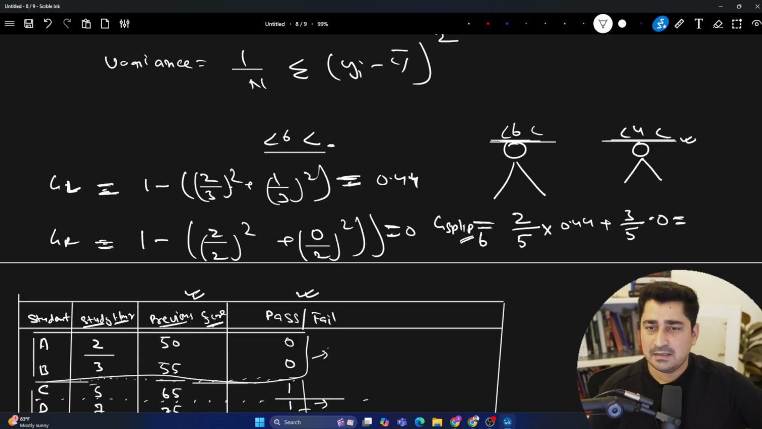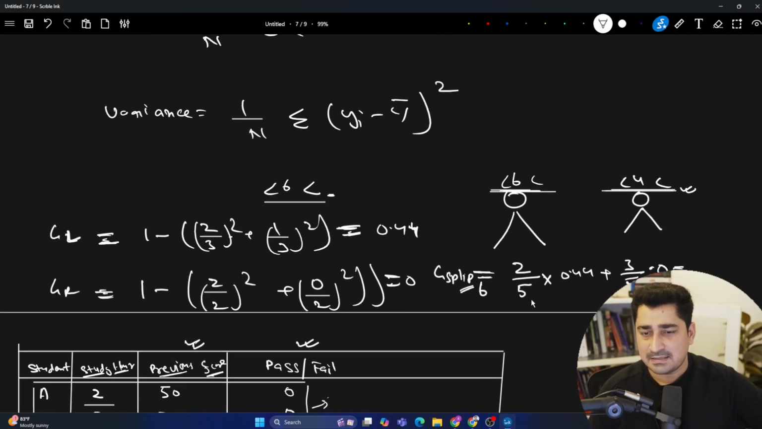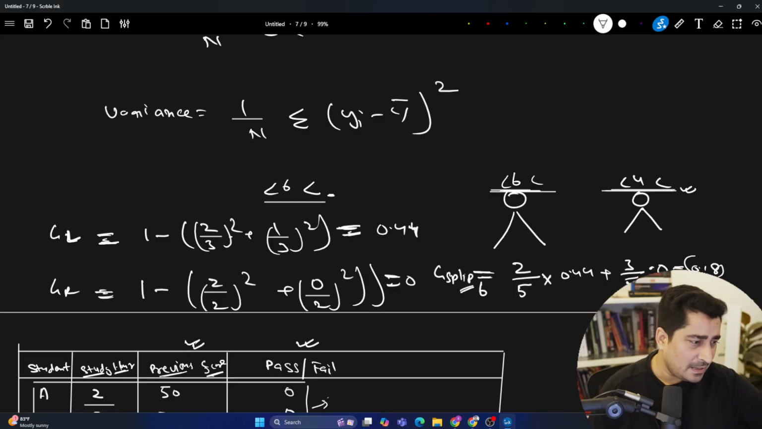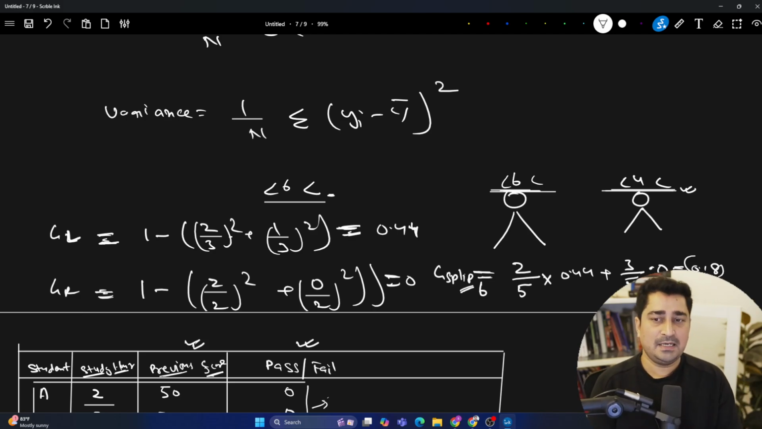Now obviously the Gini for a split at 6 is not going to be 0. It's going to be 0.18. So here we are able to find out that the Gini split is equal to 0. If it's equal to 0, it always says that it's a better split as compared to any value greater than 0, because it's called impurity.